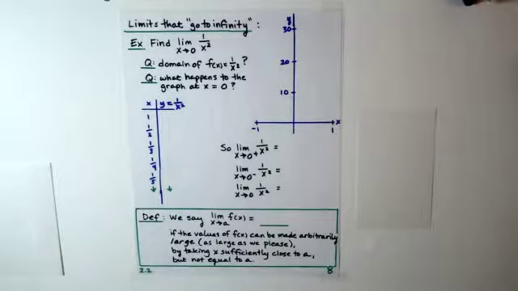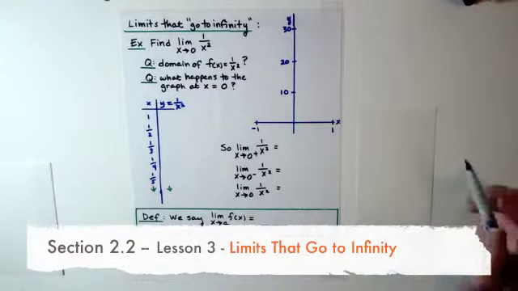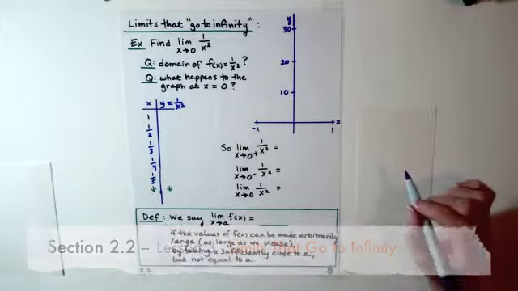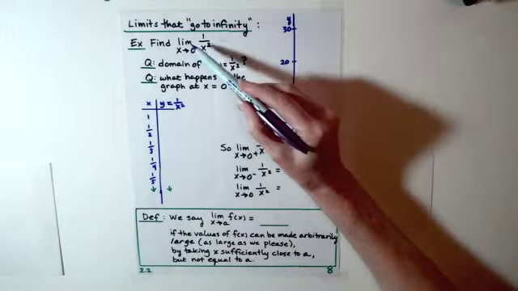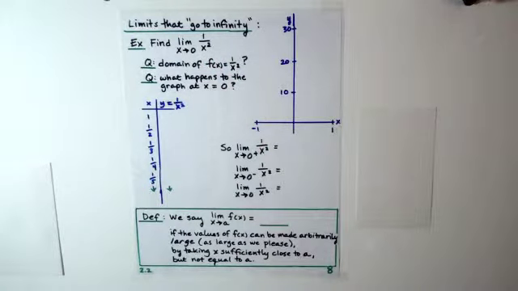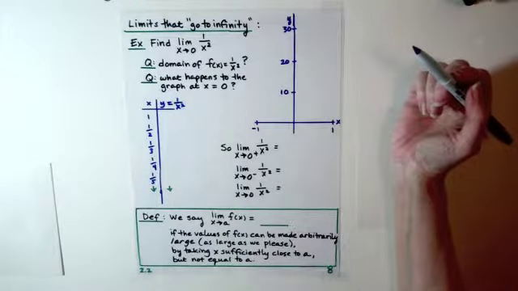Okay, so our next topic is finding limits that go to infinity. What do we mean by that? Well, that's what we're going to find out in this next segment. Let's look at this particular example. We're going to try to find the limit as x goes to 0 of 1 over x squared, that particular function. Well, to find that limit, let's start by asking the following question.